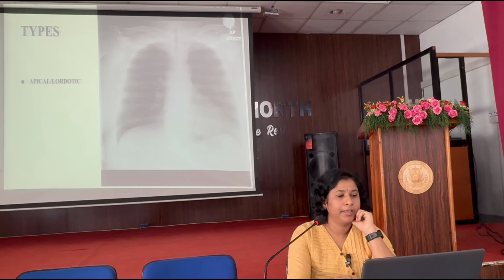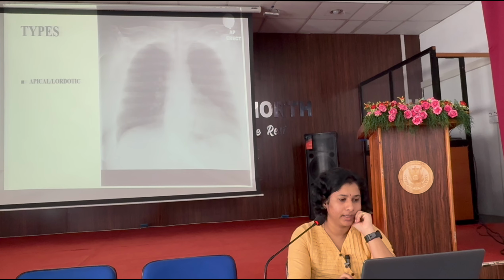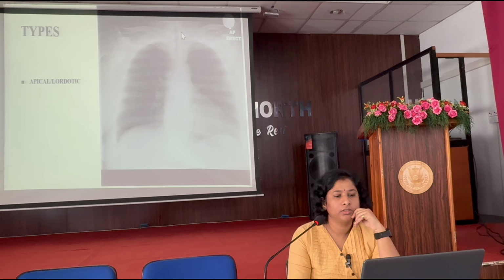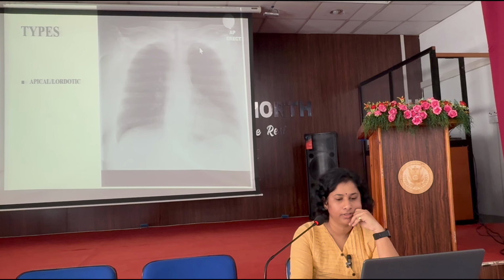The other one is the apical or lordotic. This is a specialized X-ray where, if you want to see the lung apices more clearly, we can do the apical or lordotic view, where both clavicles have gone far beyond the thoracic cavity, and even the first rib we can see very clearly.